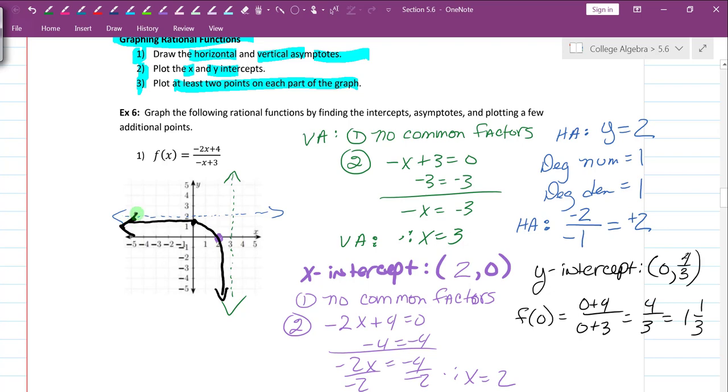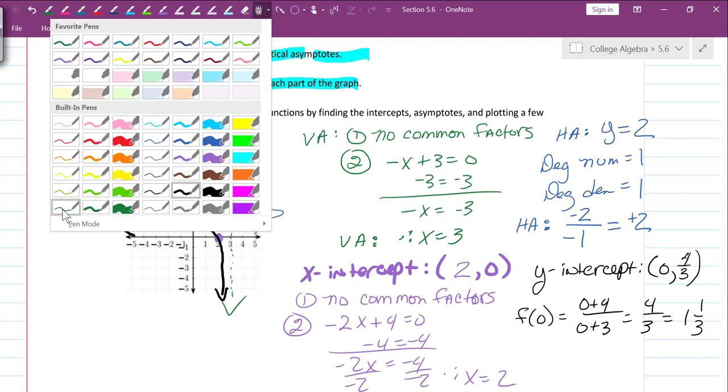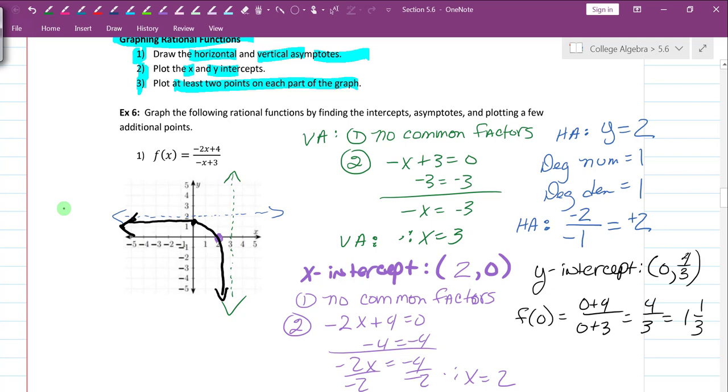What I don't know is what's happening over here. Is it up here or is it down here? Okay, so I will come in and I will say, okay, I need to make a chart of when x is greater than 3. So x is greater than 3. I need 2 values of x to determine what's going on, and I'm going to pick the values of 4 and 5. 2 values greater than 3.